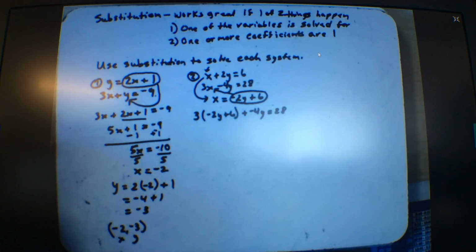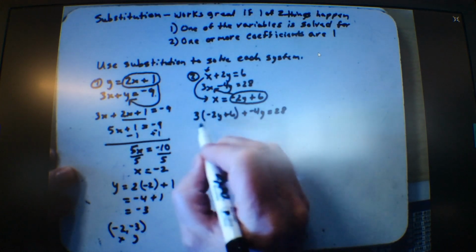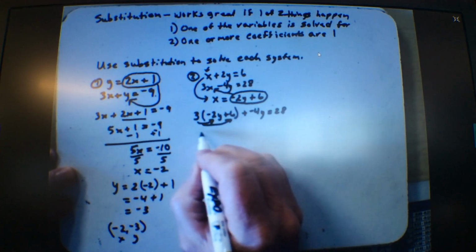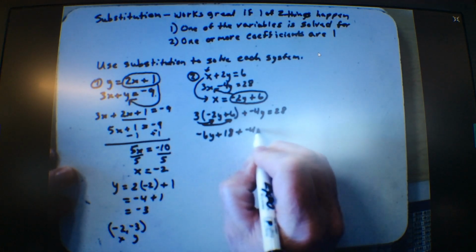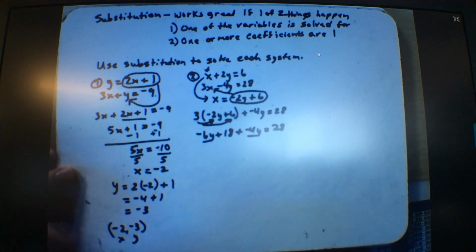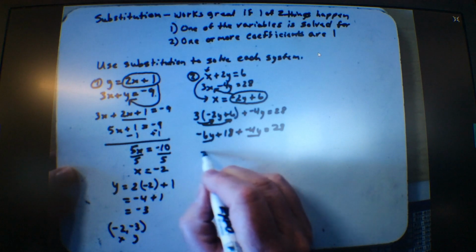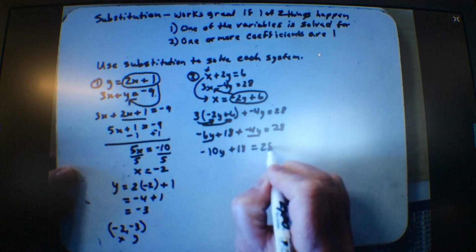Now take a look at that, Caden. Do I just have one variable? I just have y, don't I? So I am good to go. All right, so now I distribute as Braxton said. I'm going to bring this here and this here, and I'm going to have negative 6y plus 18 plus a negative 4y equals 28. I look at like terms. This one and this one are like, so I put them together and I get negative 10y plus 18 equals 28.